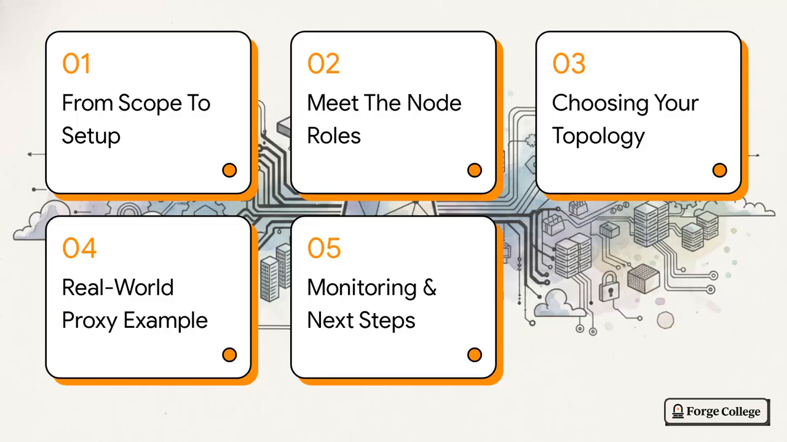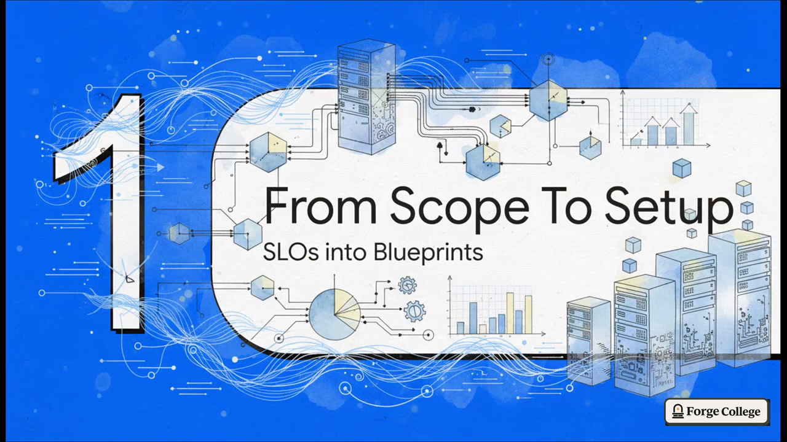So here's how we're going to build out this infrastructure. We'll start by looking at how our scoping targets translate directly into our setup. Then we'll meet the specific node roles, choose our topology, walk through a real-world proxy example, and finally wrap up with how to monitor the whole shebang. Right, let's jump straight into part 1, from scope to setup, turning our SLOs into blueprints.